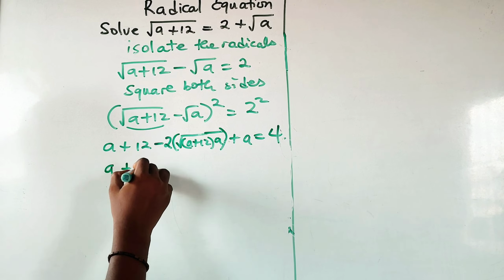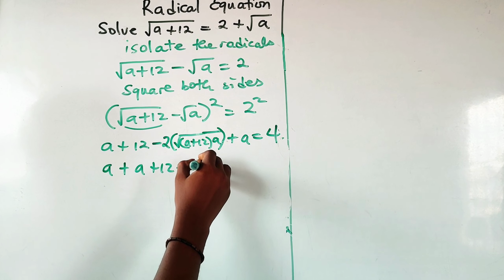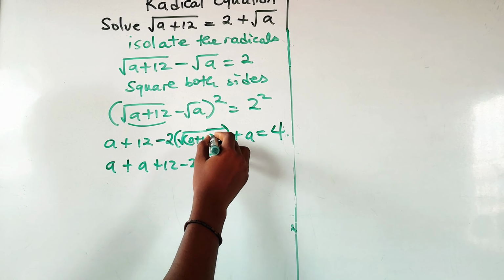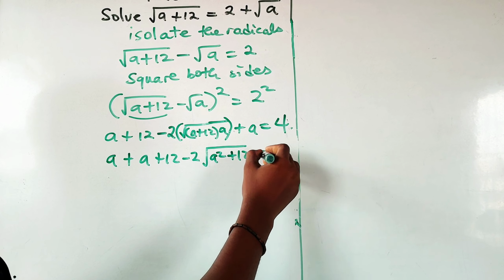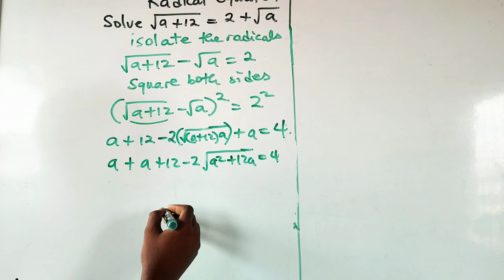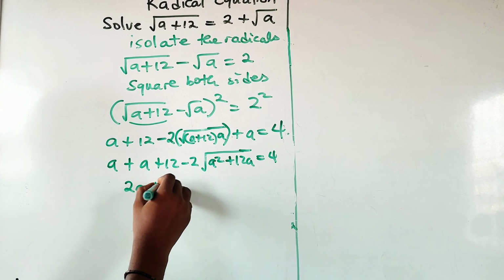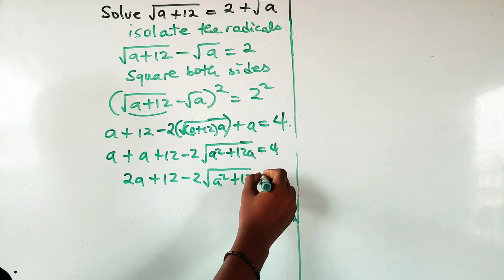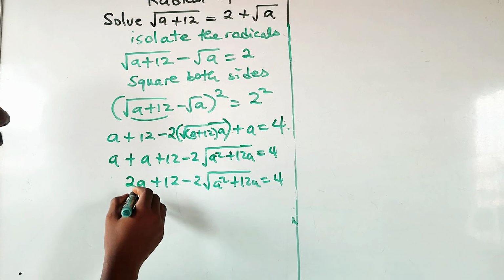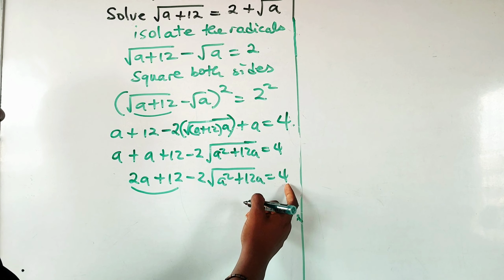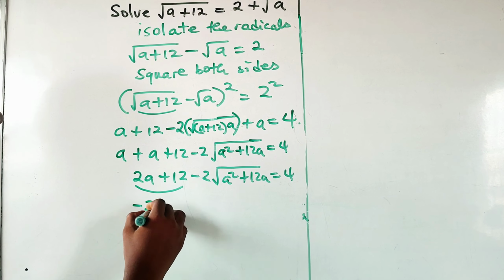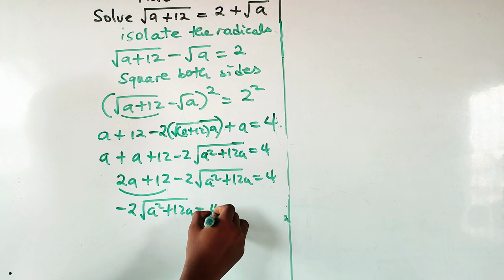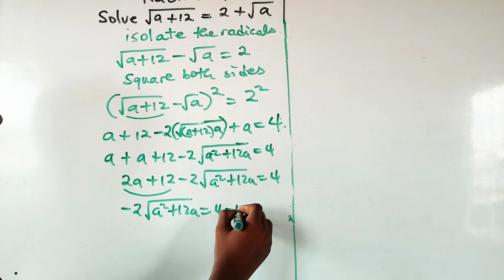I'll go a plus 12 minus 2 root. Let's open this. A times a is a squared. A times 12 is 12a, equal to 4. A plus a is 2a. So 2a minus 2 root of a squared plus 12a equal to 4 here. Now I'm going to move all of this to the right hand side. So I'd have minus 2 square root of a squared plus 12a equal to 4 minus 12.